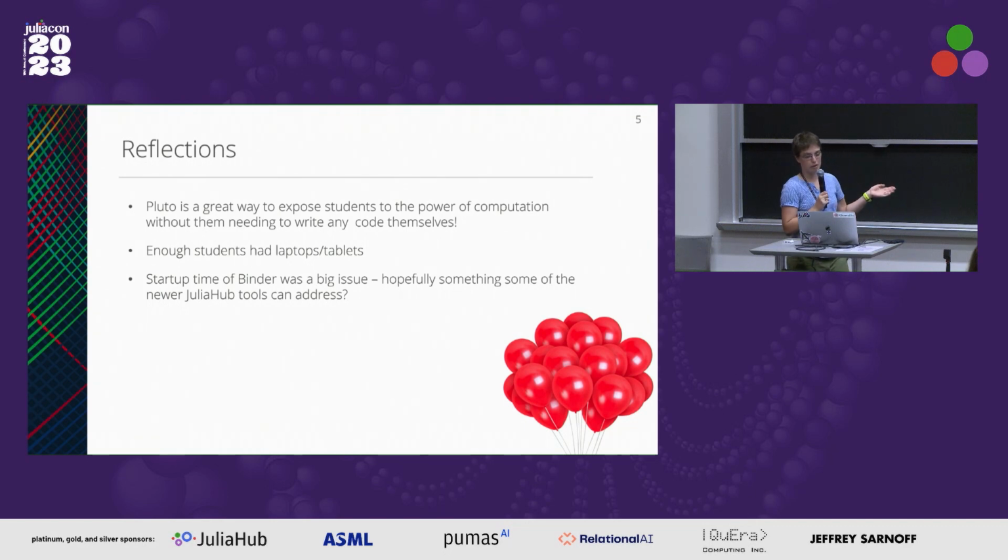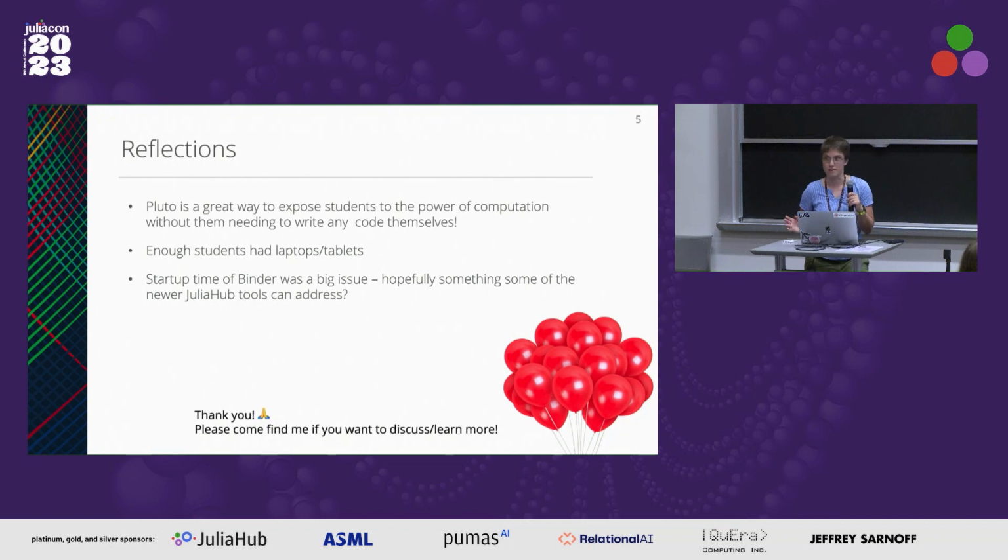The startup time of the binder thing was a big issue. I didn't want to have to make them install Julia on their machines, so I used this great thing that, I don't remember who it was now, if it was Fonz from Pluto or somebody else, hacked together, where you could actually run a Pluto notebook on binder, but this took like 6 to 7 minutes to spin up. I'm hoping that in the future, some of the JuliaHub tools around Pluto can address that and make things smoother. That was really the only downside that I ran into with this. I felt otherwise it worked well.